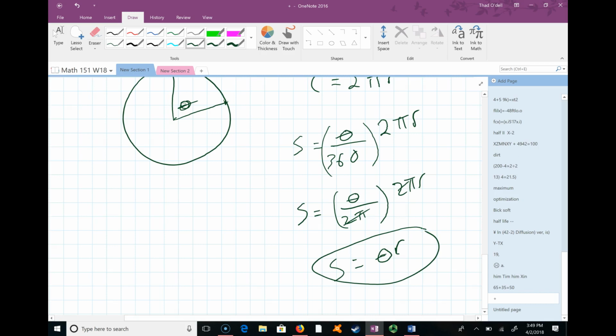And you'll have problems that deal with that. For example, if I have a bike, this cute little bicycle, you're riding a bike, and you know that the wheels have a 26-inch diameter.